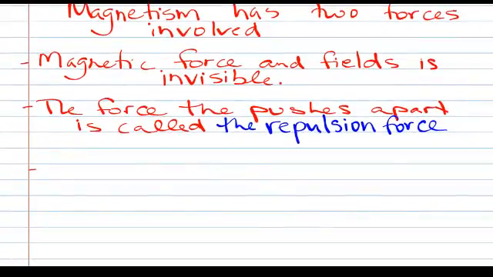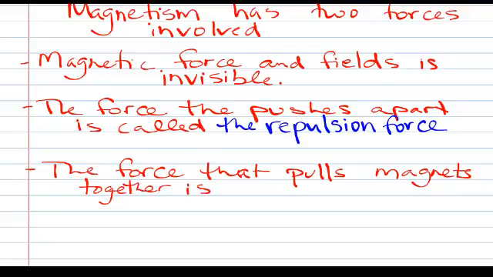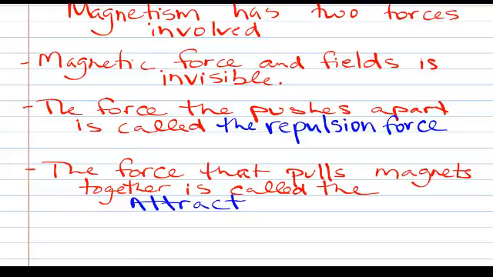Now, come down here, and we're going to say the force that pulls magnets together is called the attraction. We're going to take that word and kind of change it. Well, let's just keep it, the attraction force. Or we could call it the force of attraction or the force of repulsion.